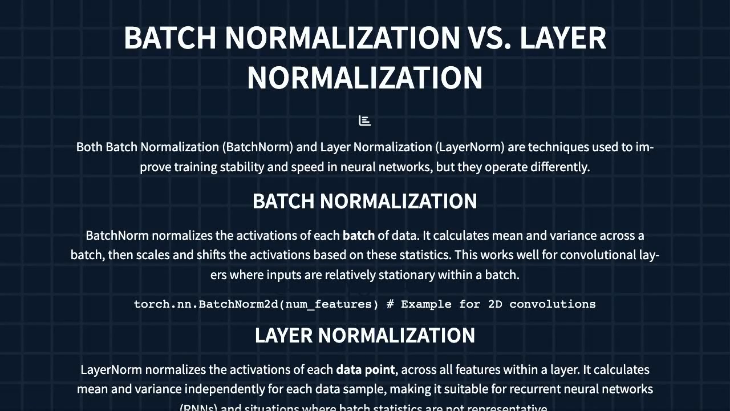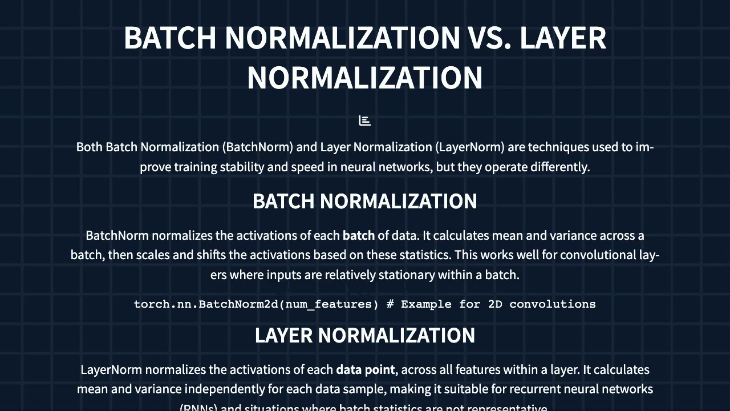Okay, let's talk about batch normalization and layer normalization. Both are fantastic tools for making your PyTorch models train better. Think of batch normalization like this. It takes the average value and standard deviation within a single batch of data and uses those to normalize each activation. It's great for things like convolutional layers where the inputs tend to be pretty consistent from sample to sample within that batch.